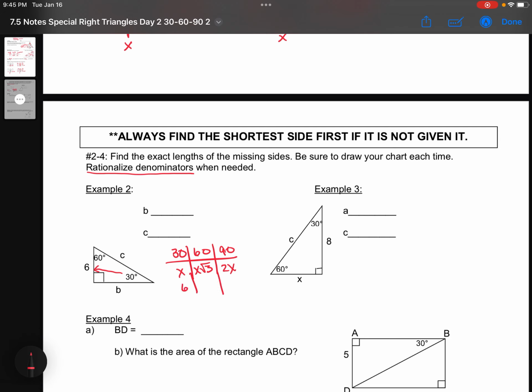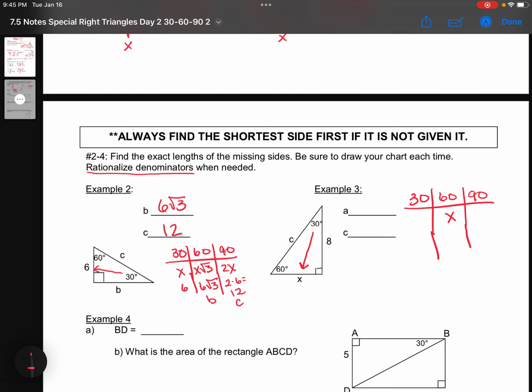So x is 6. B is 6 times the square root of 3. And C is 2 times 6, which is 12. So B, 6 times the square root of 3. C is 12. Okay. When we don't have the 30, but we have the 60, we're going to go backwards.